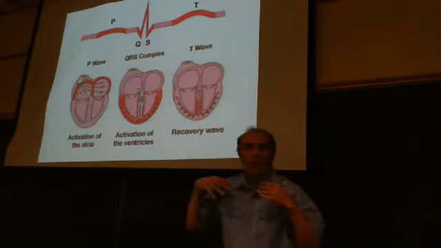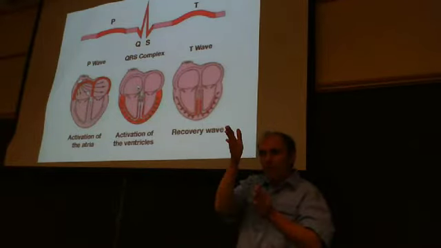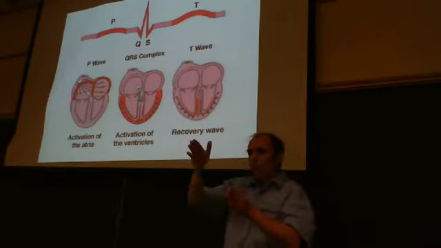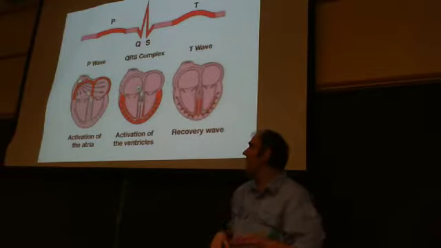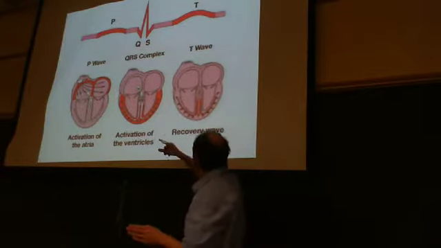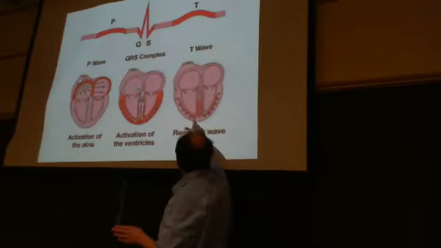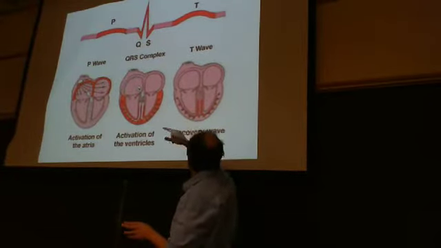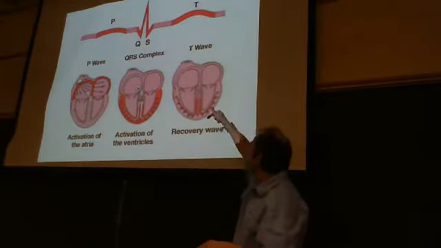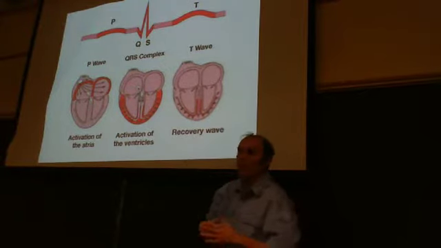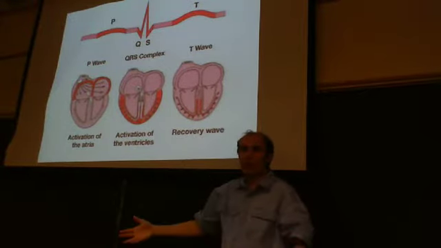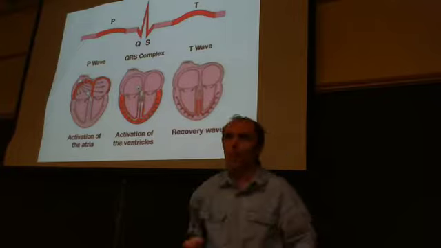And then parts of the heart begin to repolarize. They don't all repolarize at the same time. More or less, the outside repolarizes first, and the inside repolarizes last. So you end up getting a dipole associated with ventricular repolarization, and that's the T wave.